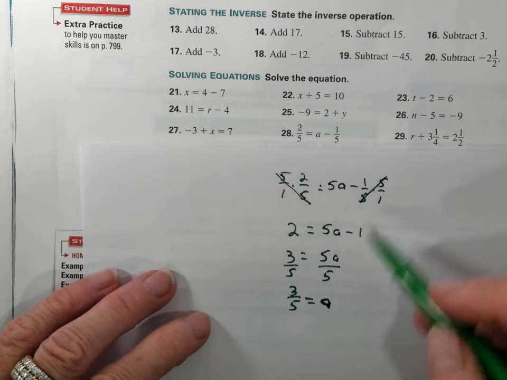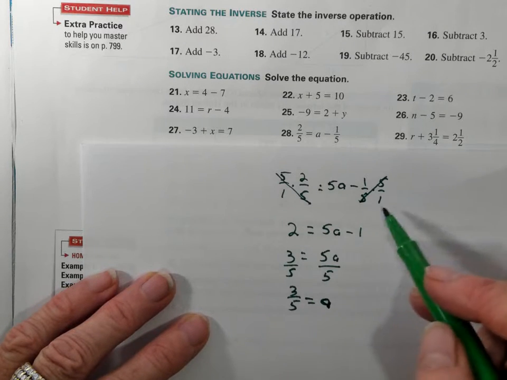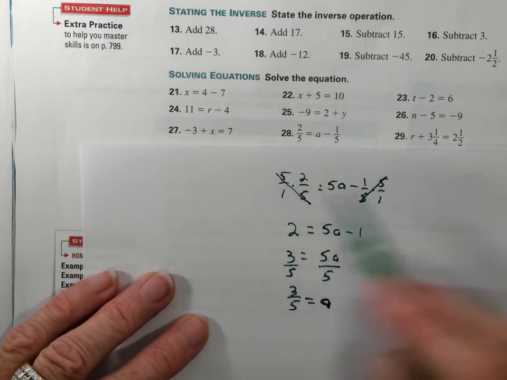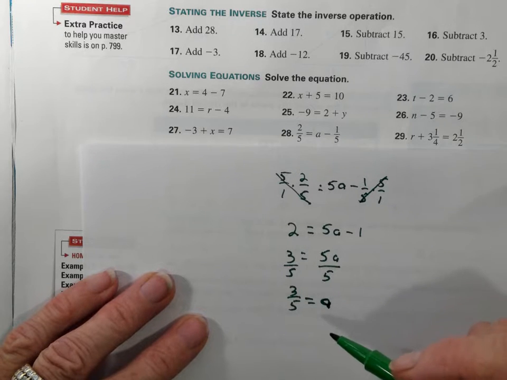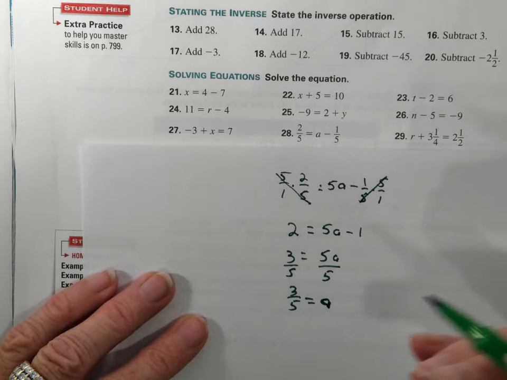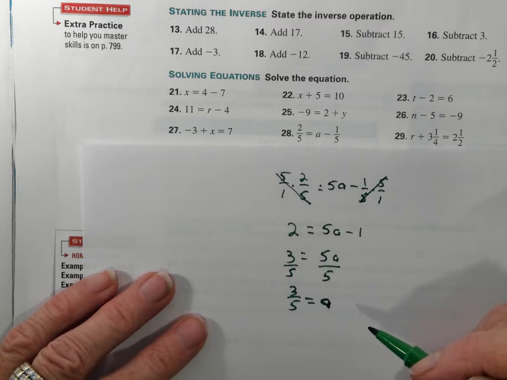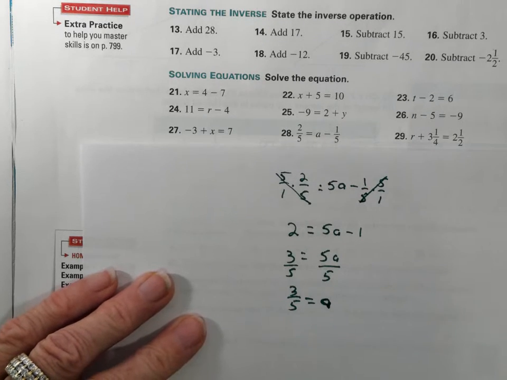So it helps you to not have to deal with the fractions. If you get rid of the denominators, then you don't have to worry about the fractions. But if you want to deal with the fractions, then you just deal with the fractions, and you don't have to do that step. But that's up to you to do, okay?